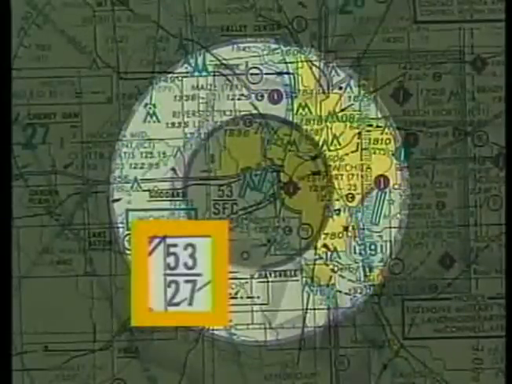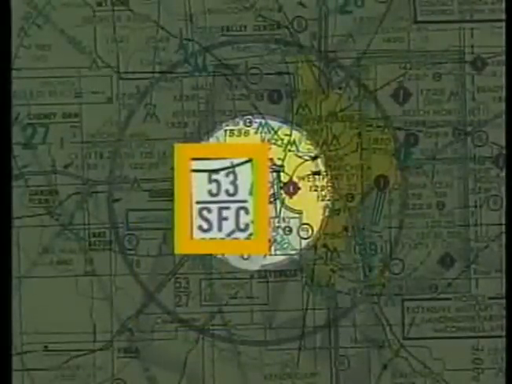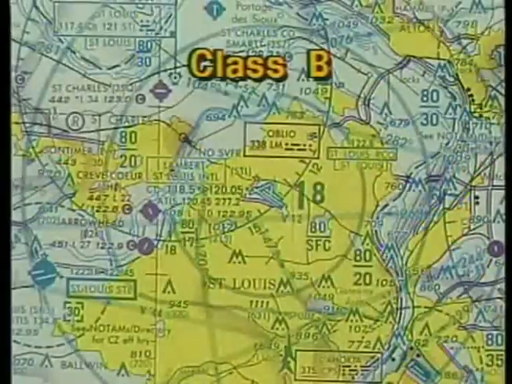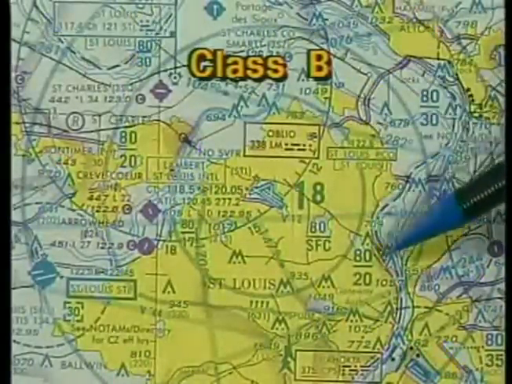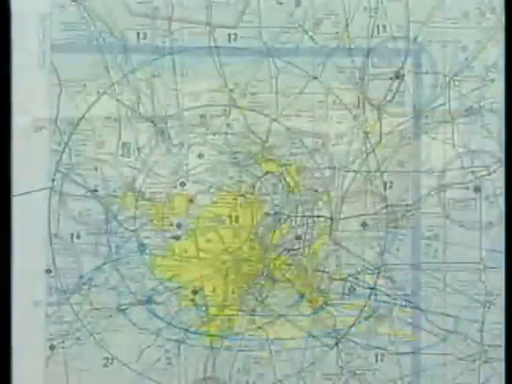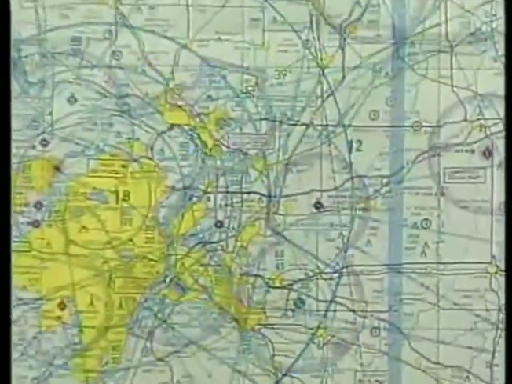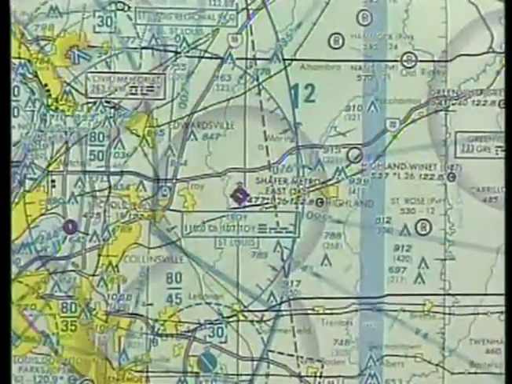In this example, Wichita's outer circle has an upper limit of 5,300 feet MSL and a floor of 2,700 feet. The inner circle has the same upper limit, but the floor extends down to the surface. Class B airspace is outlined by solid blue lines, with the upper and lower altitude limits depicted within each sector. Class B airspace is also shown on VFR terminal area charts. The area covered is indicated on sectional charts by a wide blue line.